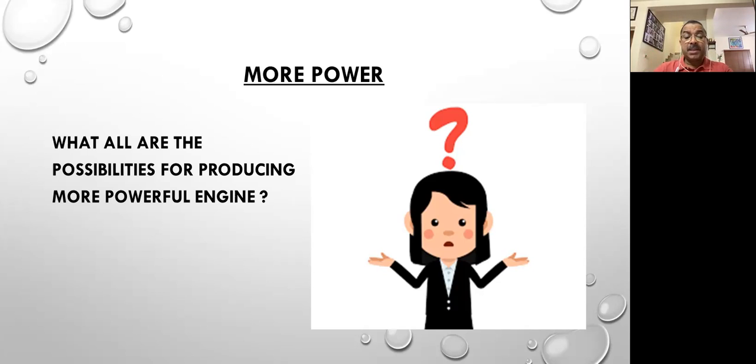From Rishikesh, make more gap. I think that is not possible. I think Rishikesh was saying that between the TDC and BDC, the travel of the piston has to be increased. So that is not a practical solution. So uncle will be saying the answer.